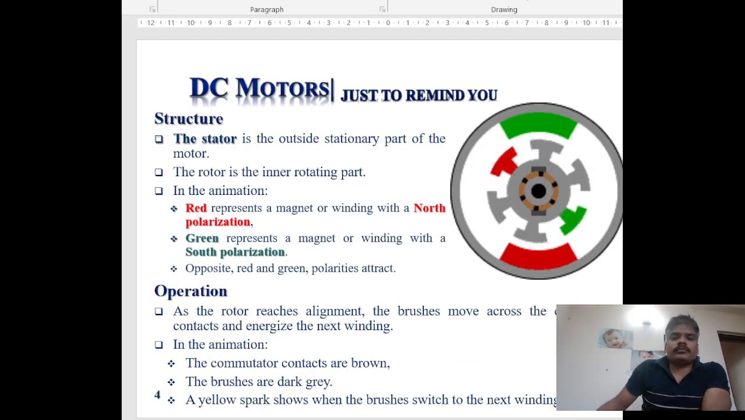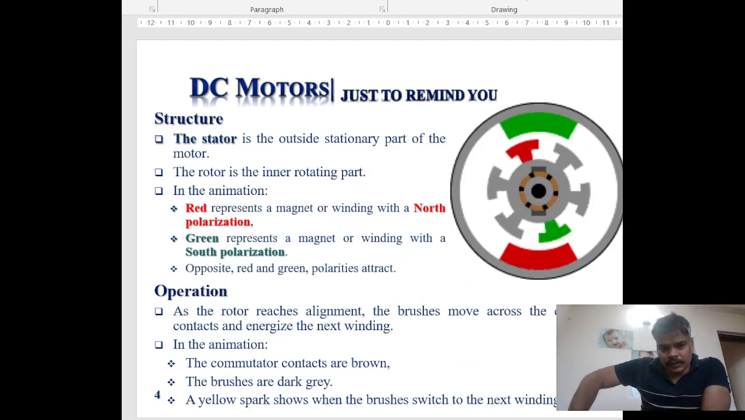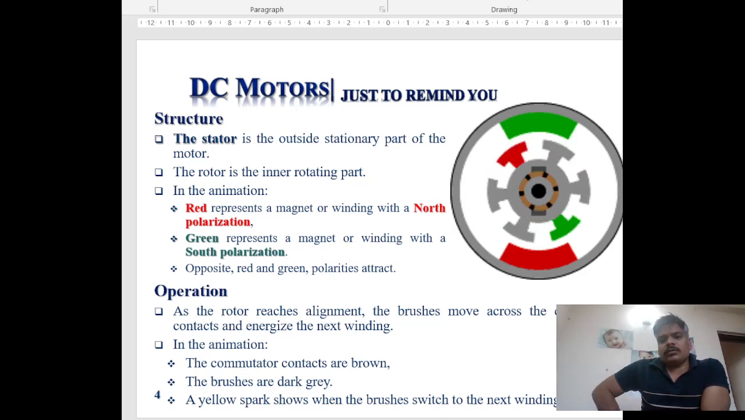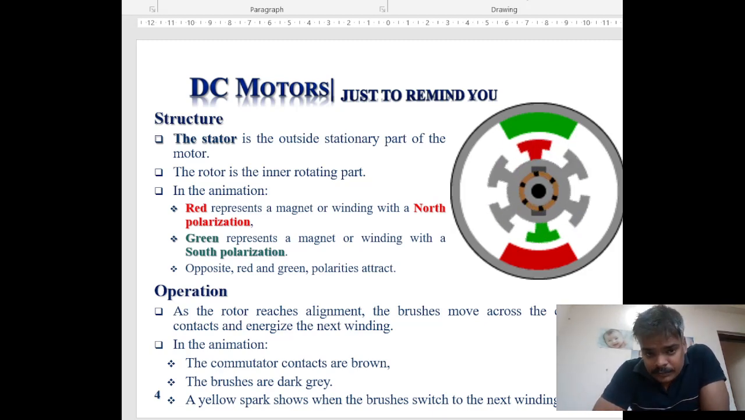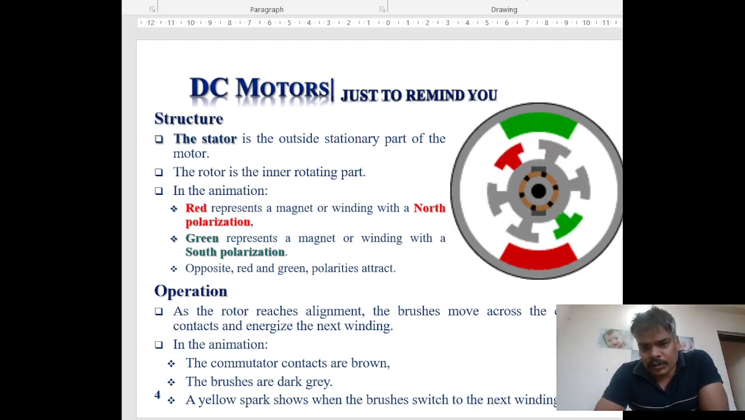DC motor, just as a reminder, what are the DC motor? In DC motor, here in the figure you can see one is the stator. The stator is the outside stationary part of the motor. The rotor is the inner rotating part.